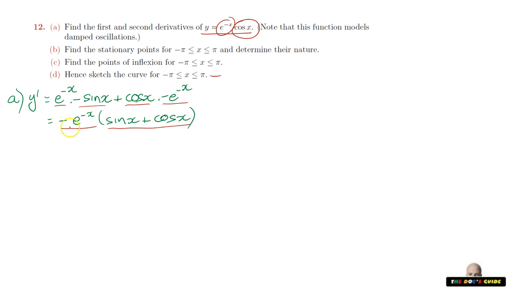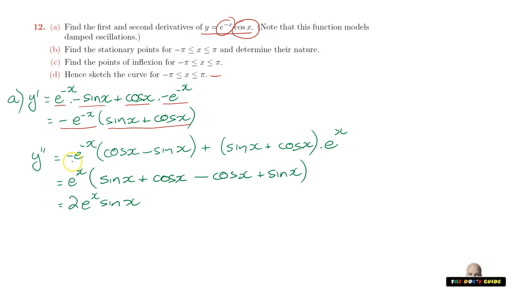Differentiate that again, and we've got once more a product. So put down the first, multiply it by the differential of the second, which becomes that. Then put down the second, multiply it by the differential of the first, which becomes plus e, that should say, to the minus x.